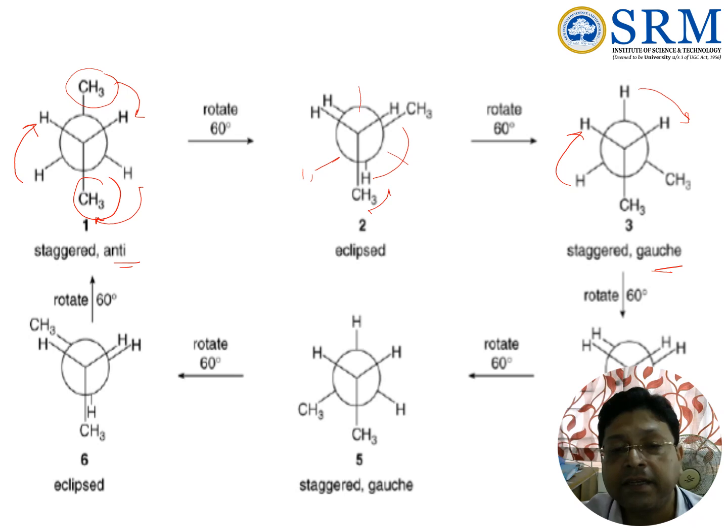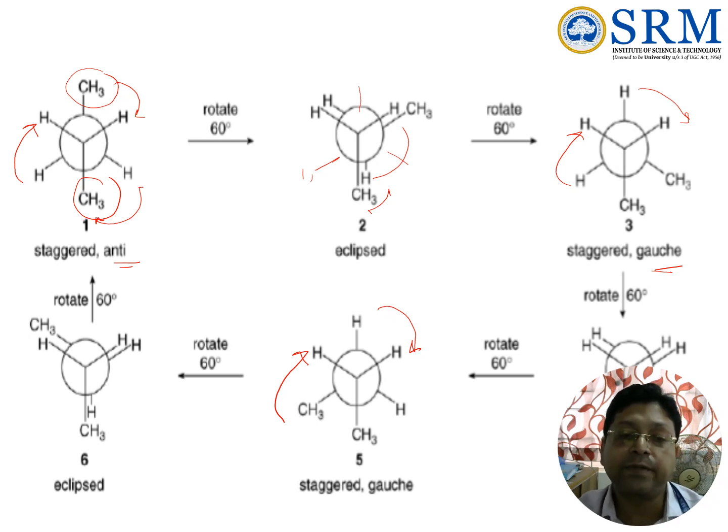Again, you rotate 60 degree, what will happen? This methyl will come here, hydrogen will be here, hydrogen will be here, and you will get the staggered gauche. And this 5 and 3 are equivalent. Only in this case, the right-hand side goes to the left-hand side. But they are equivalent, conformationally equivalent, energetically equivalent also. Again, if you rotate 60 degree, this methyl will come here, hydrogen will come here, and this hydrogen will come here. So you will get the eclipse conformation, which we call 6.